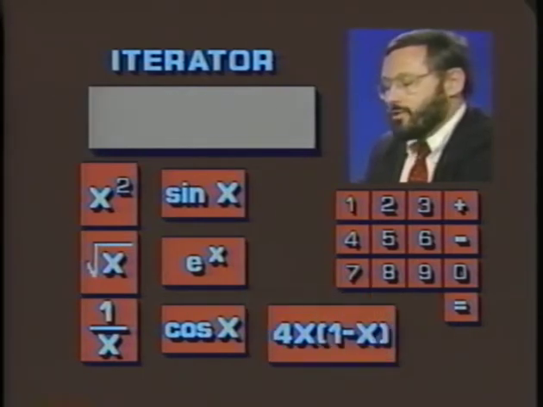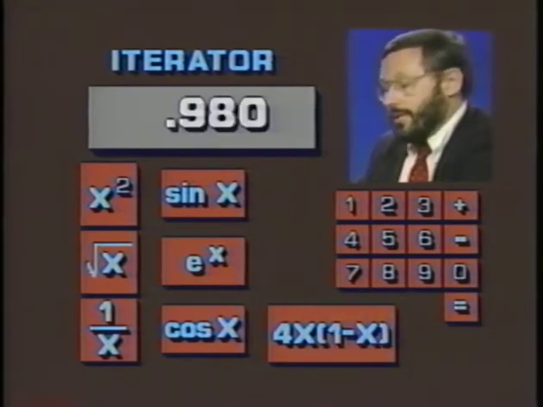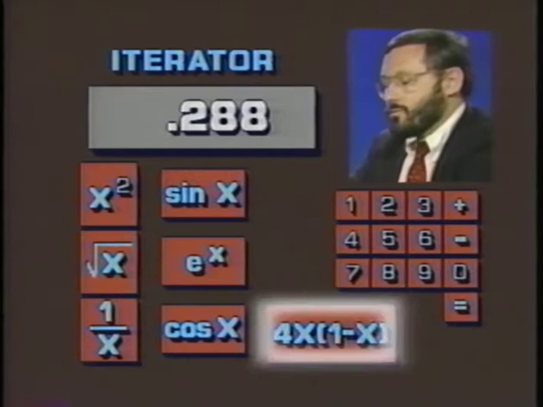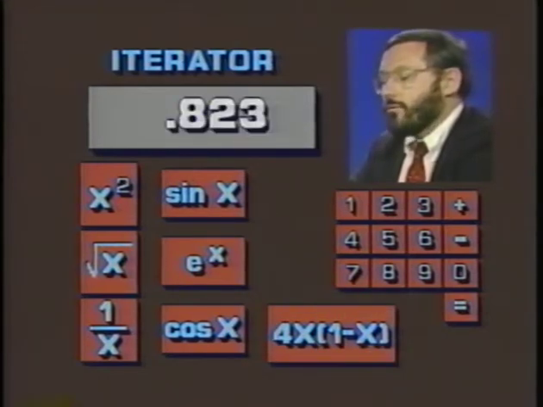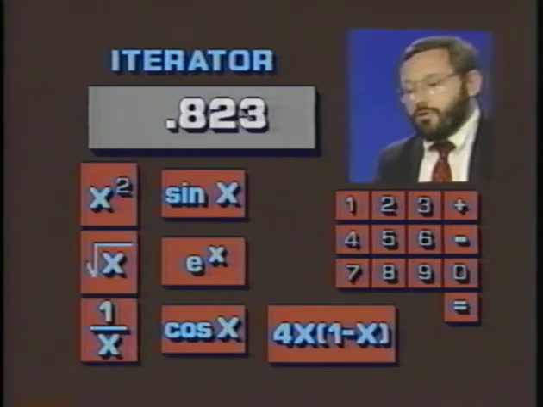Iterate again, 0.123. Iterate again, get 0.431. Do it again, get 0.980. Do it again, 0.078. See the pattern yet? Probably not. Iterate again, 0.288. Once more, 0.823. There is no pattern whatsoever when you iterate the quadratic function.